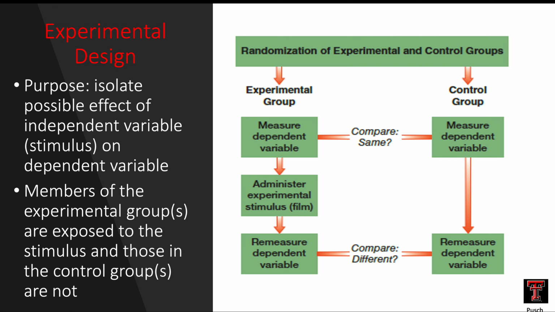Okay, so the purpose of the experimental design is to isolate the possible effect of an independent variable. When we're doing experiments, we call it a stimulus on a dependent variable. So members of the experimental group are exposed to the stimulus, and those in the control group are not. Oftentimes the stimulus is a program, or maybe a prevention program or an intervention, something along those lines. So you have an experimental group that receives that program and the control group that does not, and then we compare them.